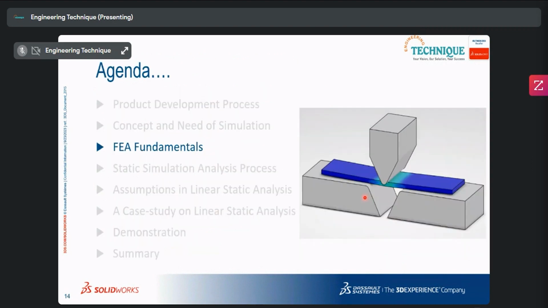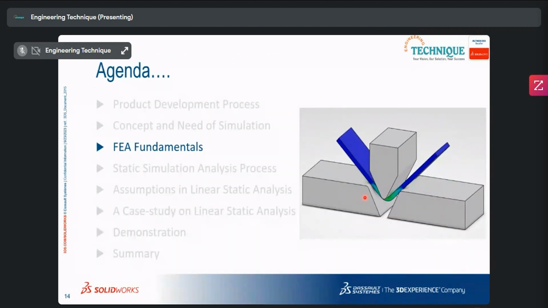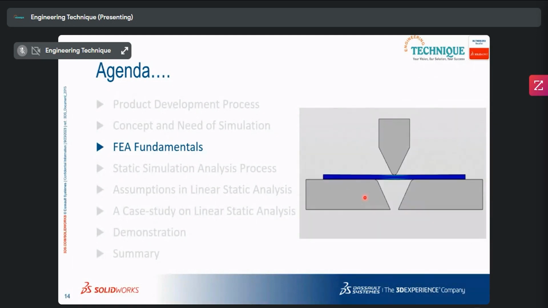Okay, now let's understand the science behind the simulation, that is finite element analysis, that is the FEA part.